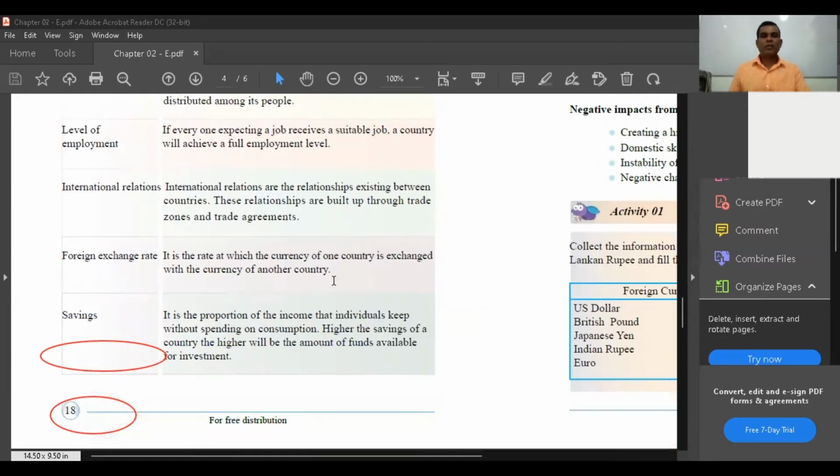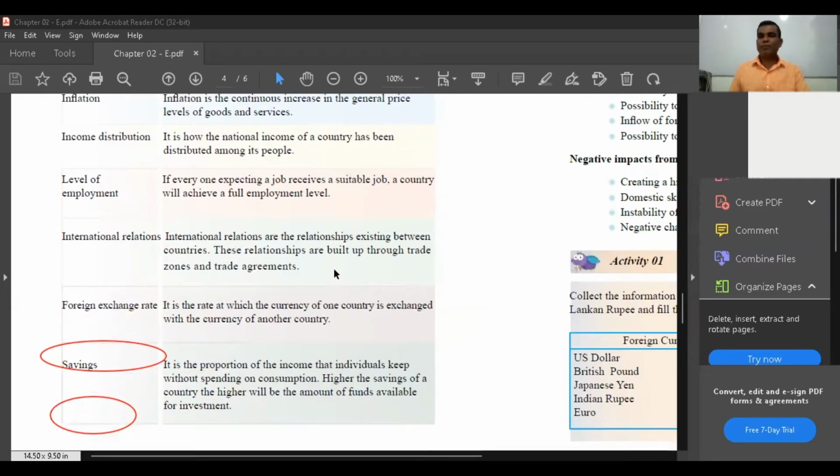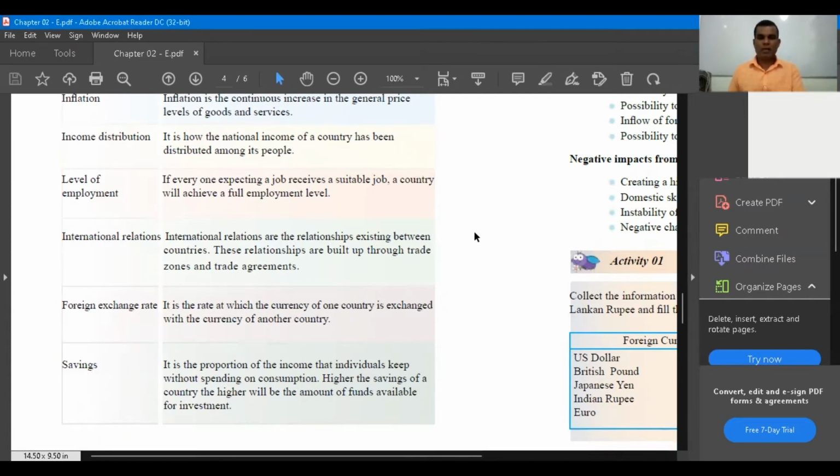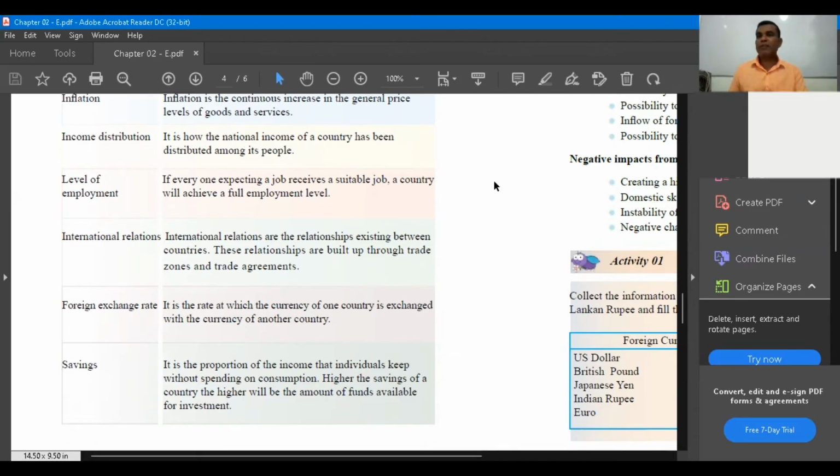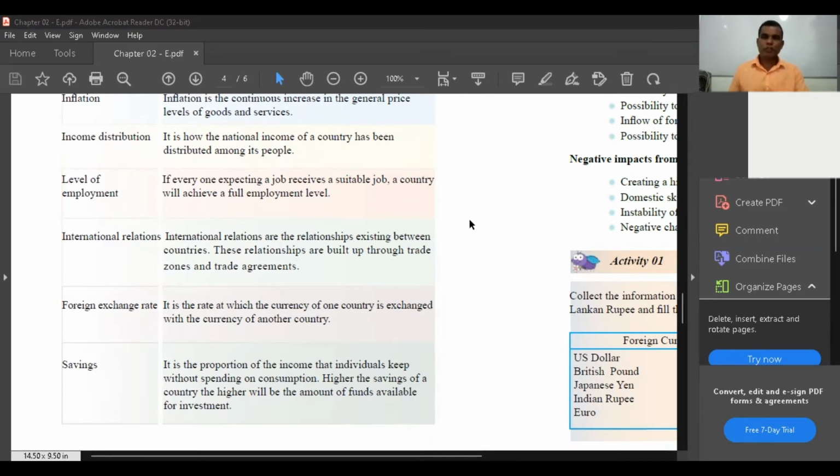Savings. Now look at that, even these savings are very important. Why? If people are not saving money for future business activities, so future needs, it would be a problem. Because when people save money, they save this money within the banking sector.